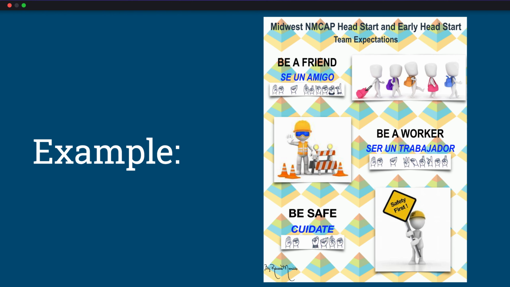An example of a Tier 1 support is our agency-wide team expectations of be a friend, be a worker, and be safe that are posted in every classroom. These are agency-wide expectations that are not only posted but are taught to children. So what does it mean to be a friend? And what does it mean to be a worker? What behaviors might we see that indicate that we're working hard? And what does it mean to be safe? And so those behavior expectations are taught and modeled in our classrooms and across our agency.